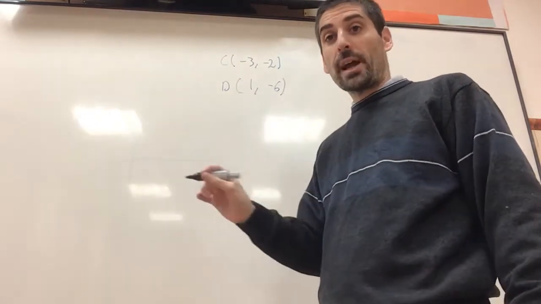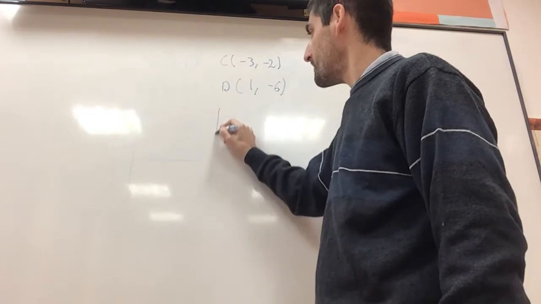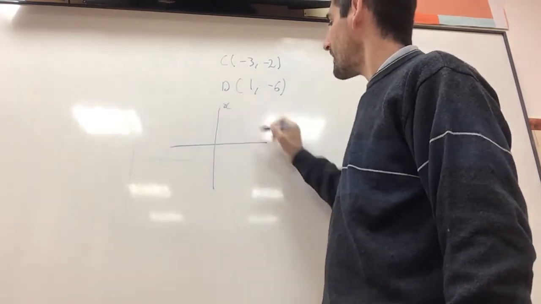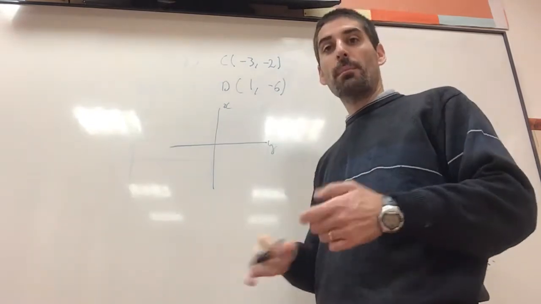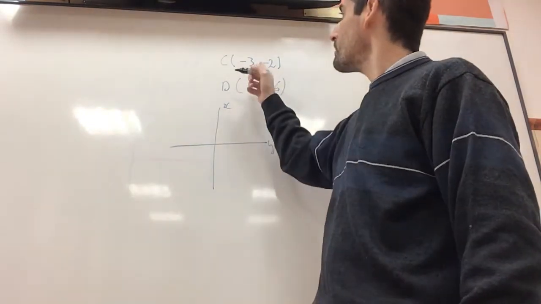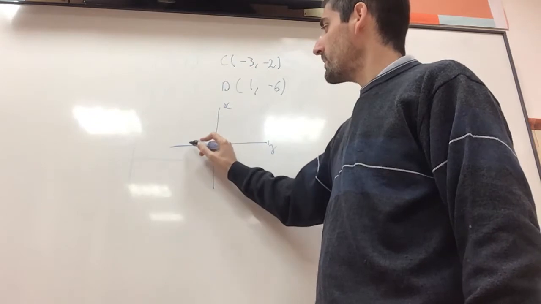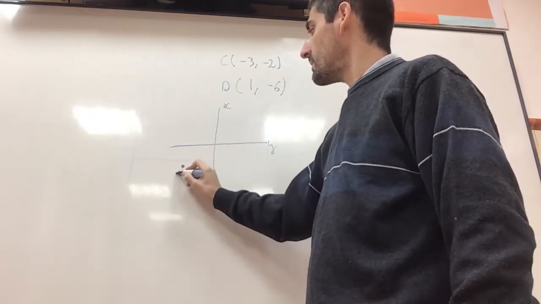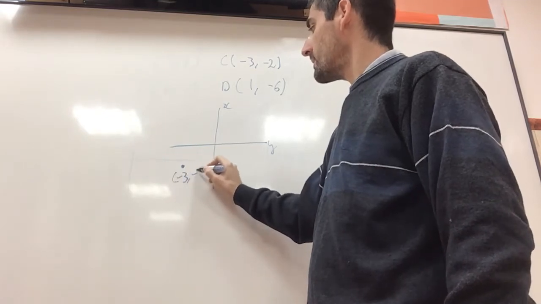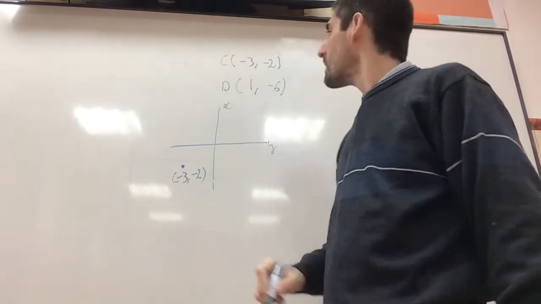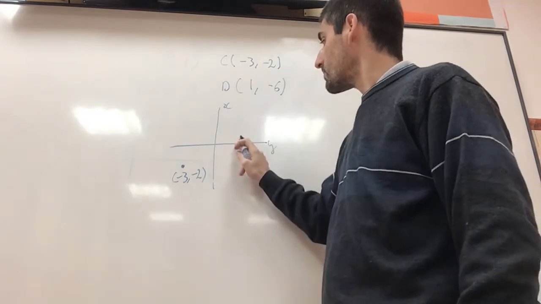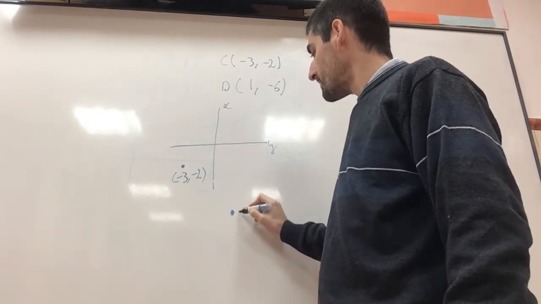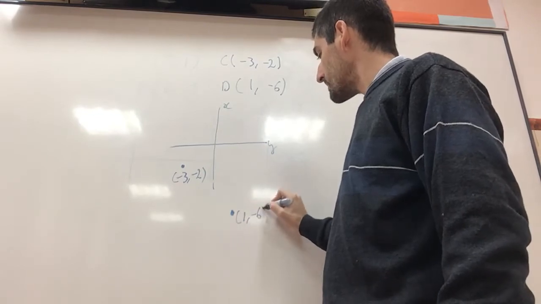You could sketch it out, because you're going to have a white piece of paper. You're not going to have a grid where you can measure or plot points. But anyway, the point minus 3, minus 2 is minus 3 on the x-axis, minus 2 is somewhere there. Minus 3, minus 2. And the point 1, minus 6 is 1 to the right but 6 down. So possibly somewhere there. 1, minus 6.